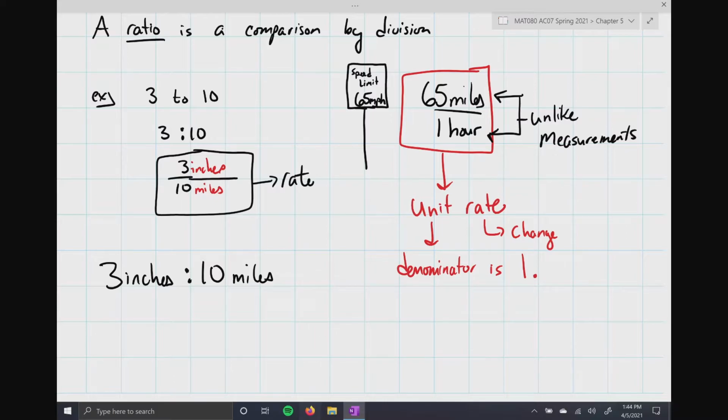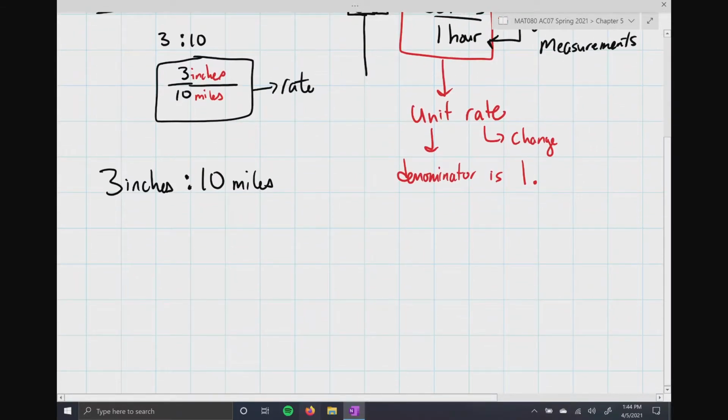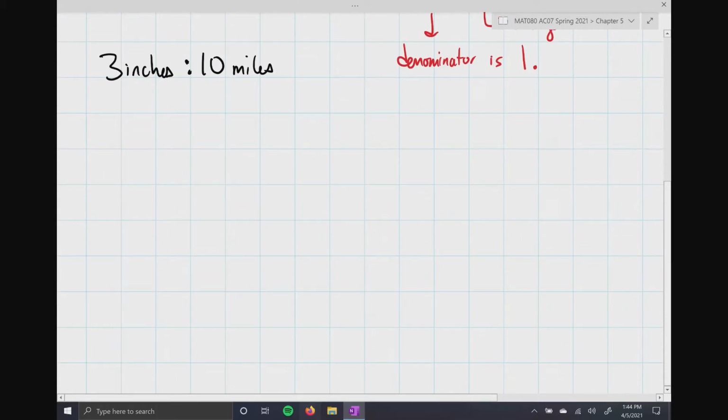So you would see, we're talking about this rate here, all right, on a map. Now, there's one more definition I want to go over, and it looks like something like this. I'll just show you a problem.